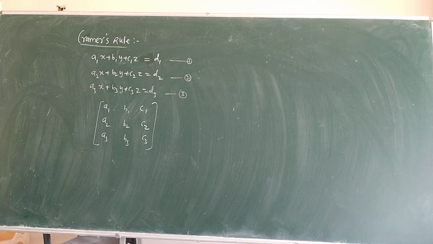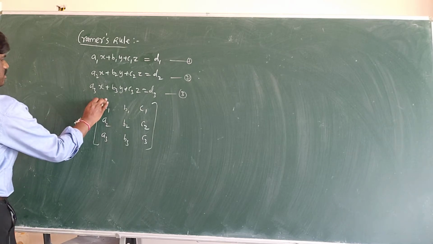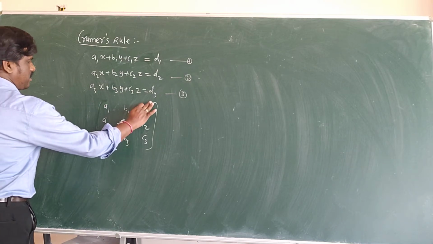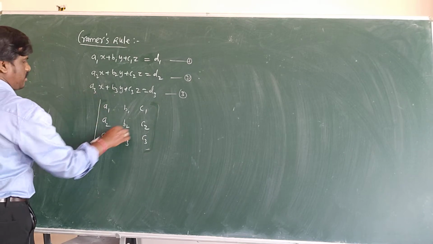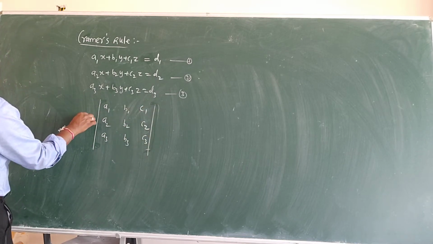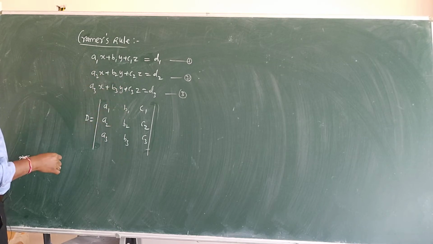Okay, when you write it in matrix form, this we write as D. So next we will write another matrix. This is the D, meaning the determinant matrix. We can say the D matrix. So we take the determinant like this. One is the D matrix, all are coefficient matrices.